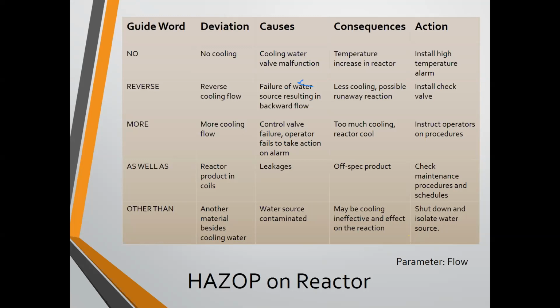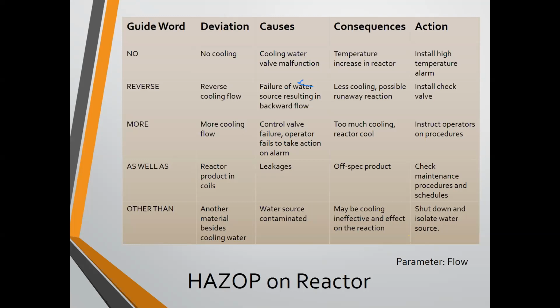The second guide word is reverse. For example, this cooling flow is meant to flow from point A to point B, and what happens is that it reverses, flowing from B to A. The cause may be backflow, back pressure, differential pressure, or differences in the flow, and the consequence may be less cooling and possible runaway reaction.